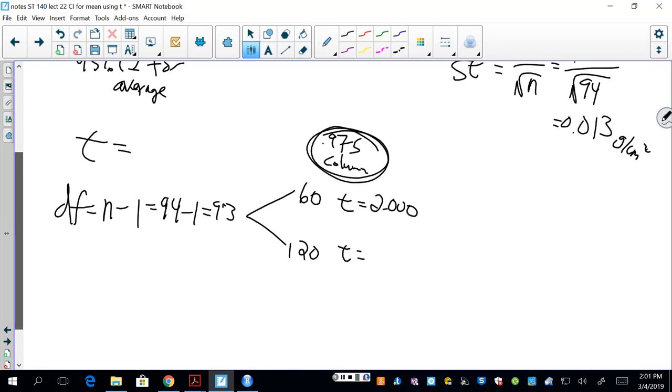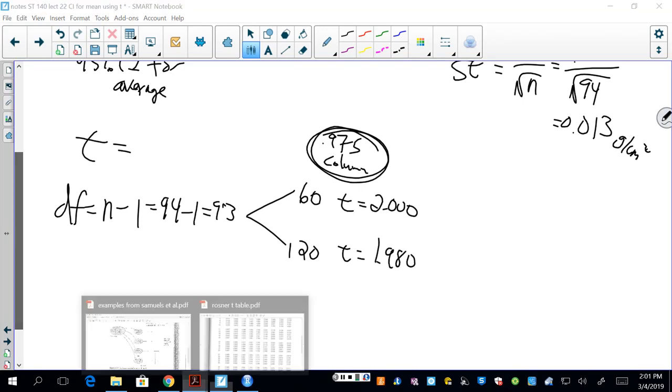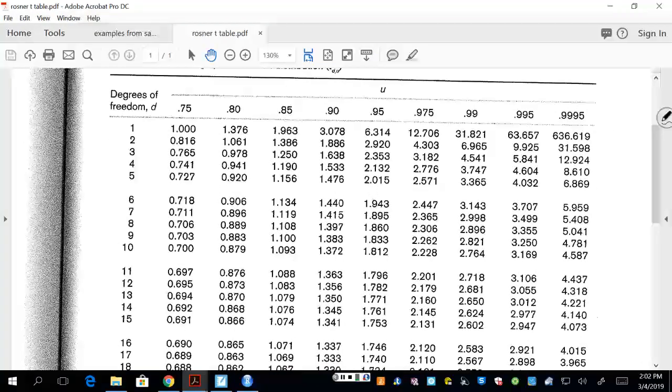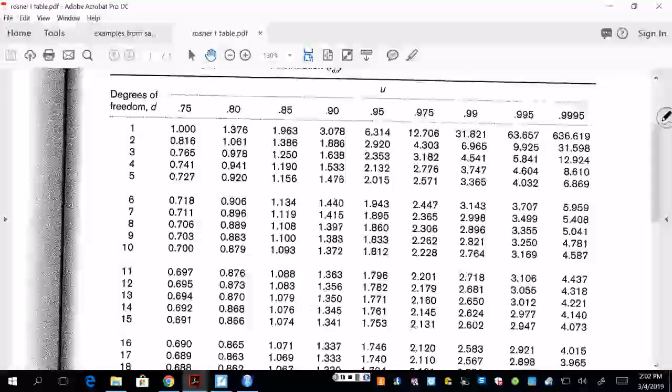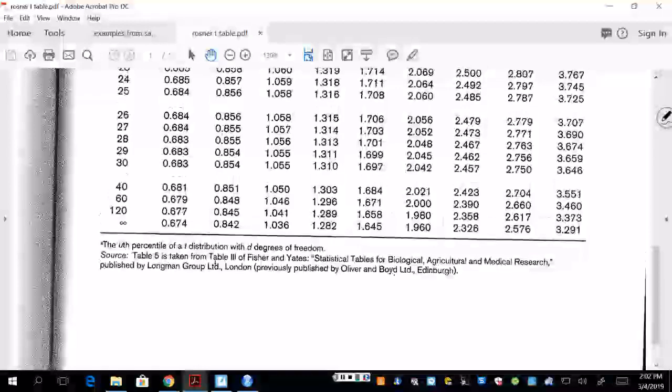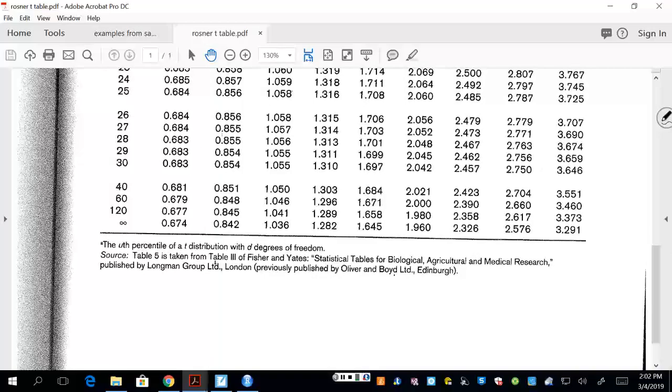Does anybody have any questions about these numbers? I guess I have it here. Bring up the table. Right? So we're looking in this 0.975 column, and then down here at 60 and 120, we don't have 93 or 94. But at 60, it's 2, and at 120, it's 1.98. So what value do you want to use for 93?